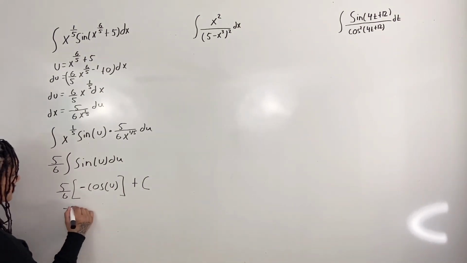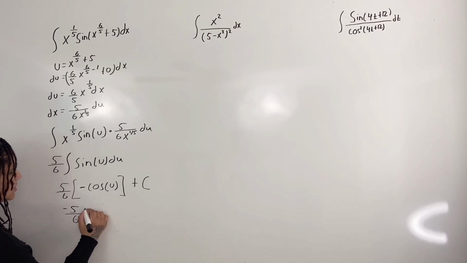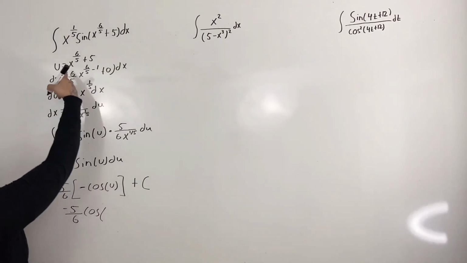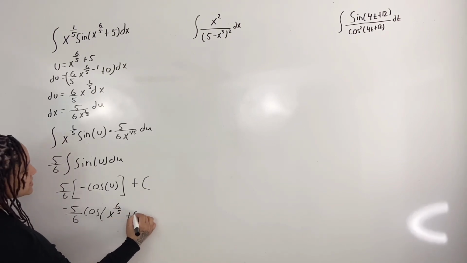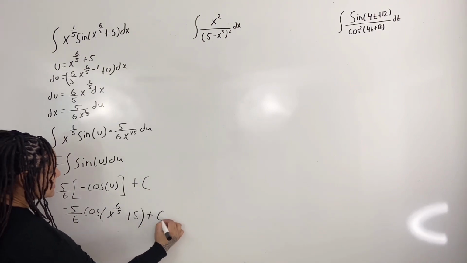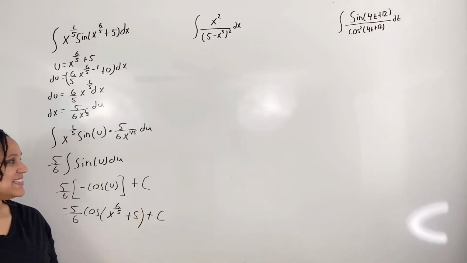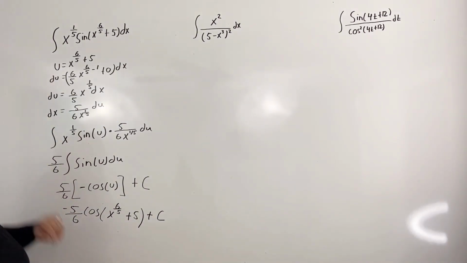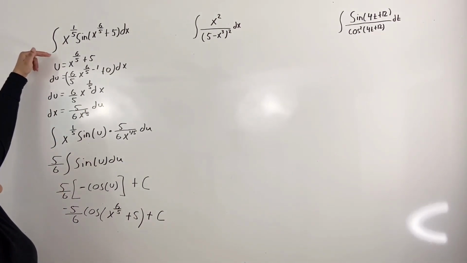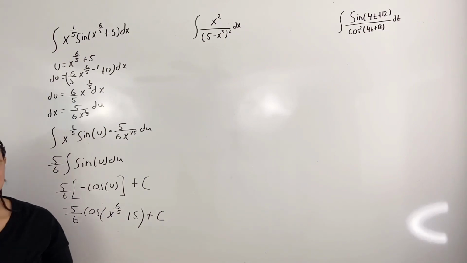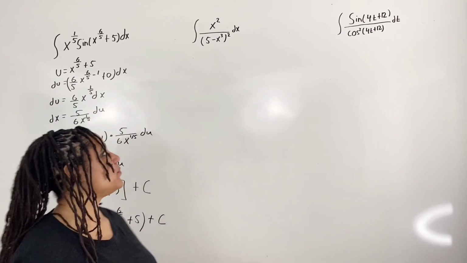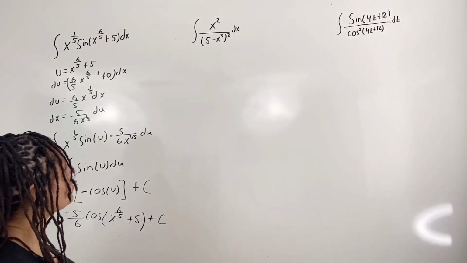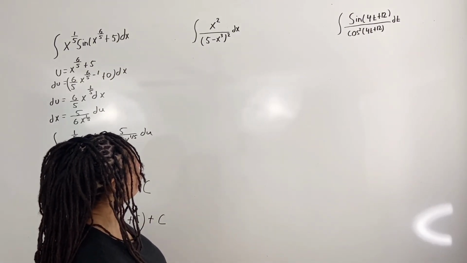So we have negative 5/6 cosine of x to the 6/5 plus 5, plus c. Remember that we have to include plus c whenever we are working with indefinite integrals. If we were to have an integral that has a lower and upper limit, then you would not have to include plus c.